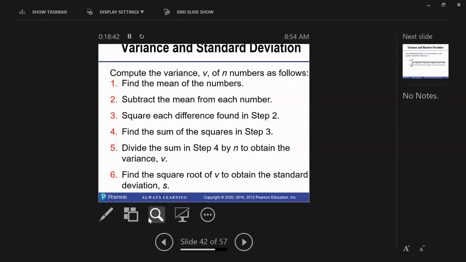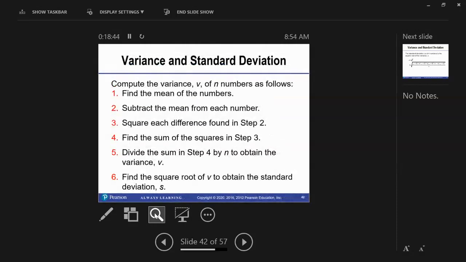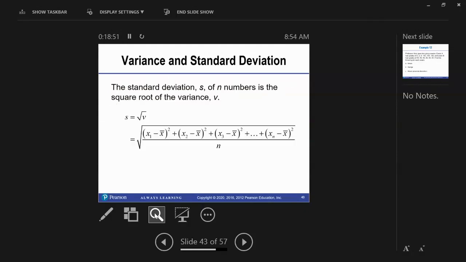Okay, so these are the steps written out in words. For those of you who like formulas more, this is what the formula would be. S stands for standard deviation. It's just the square root of the variance. And then this is your formula for that. This is where you're subtracting the mean from the value of each data point. You square them, add them all together, and do a big square root there.